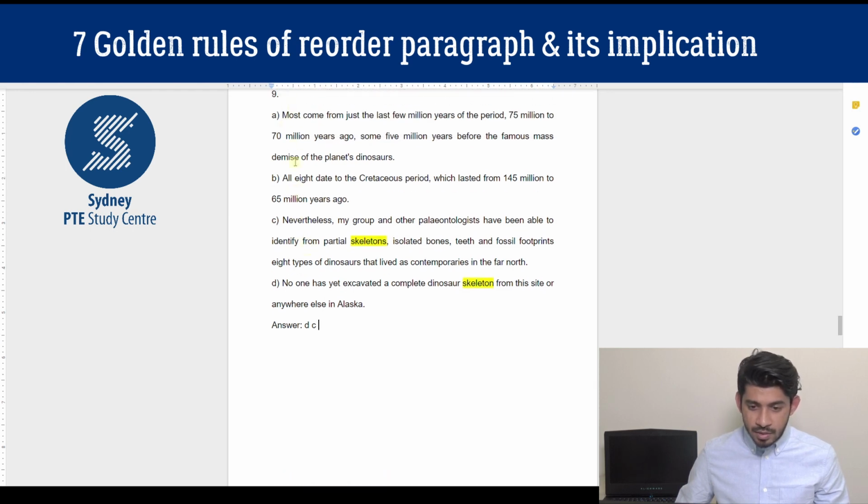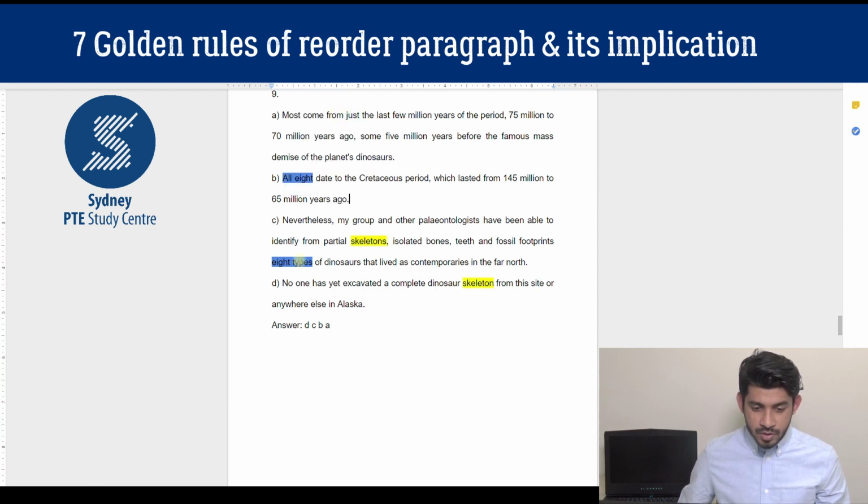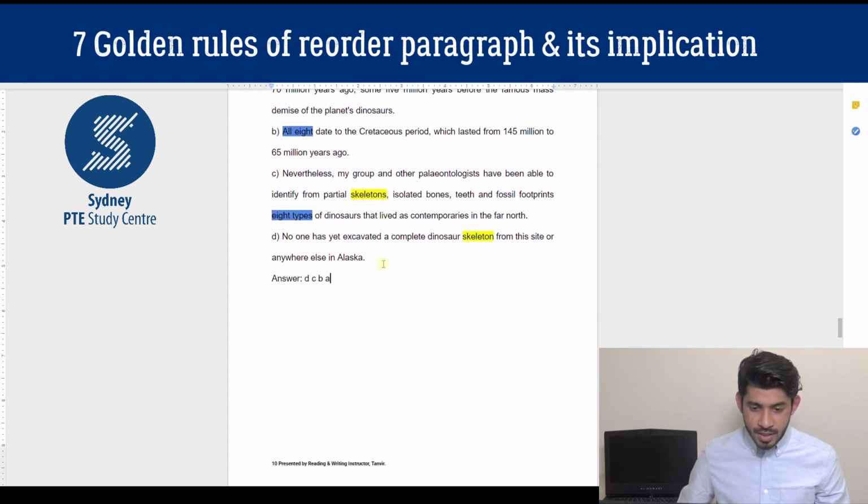Now what about A and B? Obviously, like I said, 145 million years ago, that's the earlier event. So your answer is B and A. Now there is one more word clue here. Look at this, number C has the word eight types. Even B starts with all eight types. So remember the first rule, the object becomes the subject of the next sentence. So that's why C and B is a pair, right? Look at the middle pair, C and B. So then again, you're looking at four words, you can give the answer.